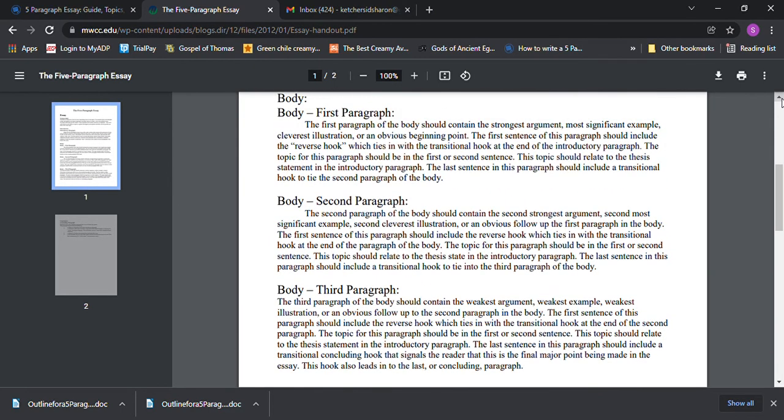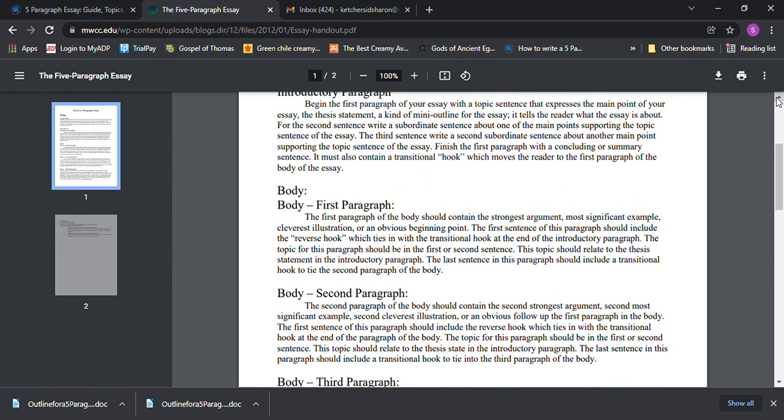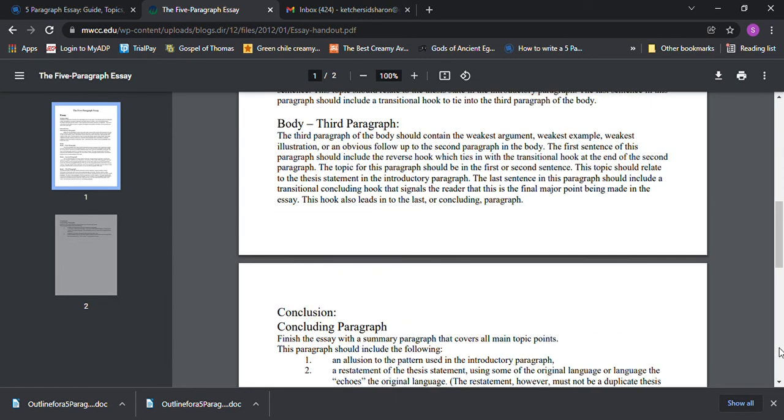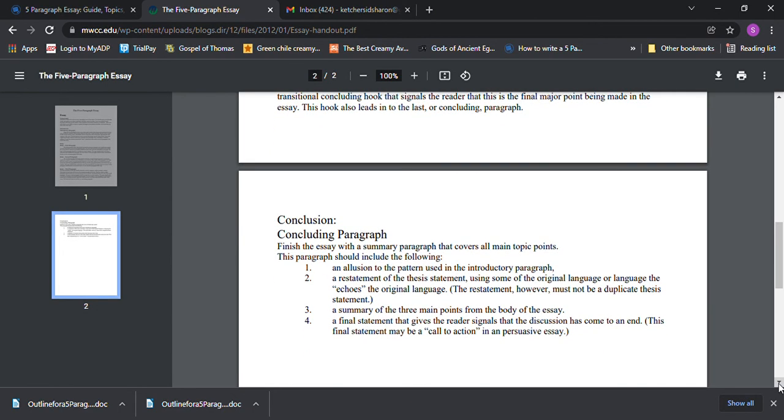So the first paragraph of the body should contain the strongest argument. See? Most significant example, cleverest illustration, or an obvious beginning point. But it's going to be that second sentence from the first paragraph. The first sentence of this paragraph should include the reverse hook. You don't have to do that. So this talks more about it. So if you want this, you can get this. This will help you be able to write essays better. And so I like that a lot.